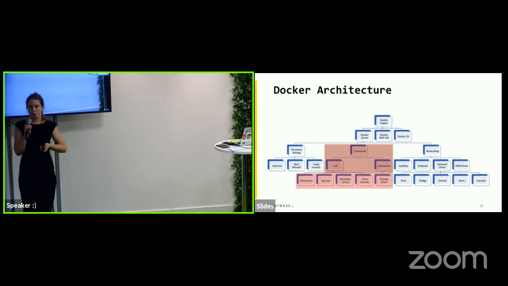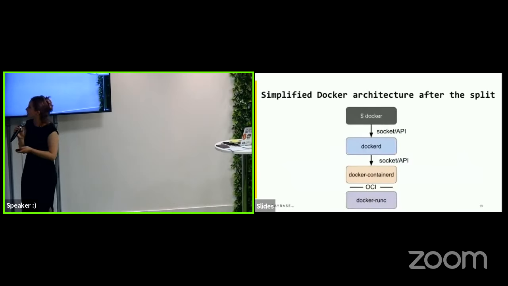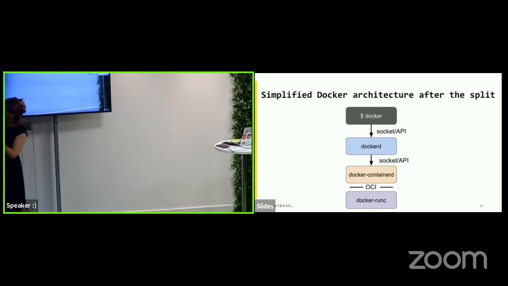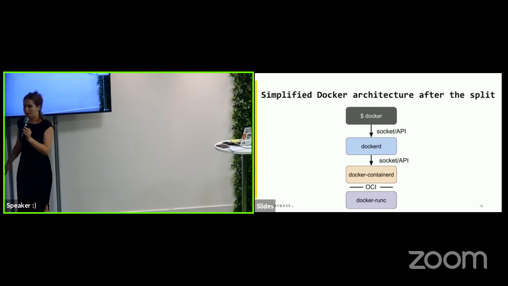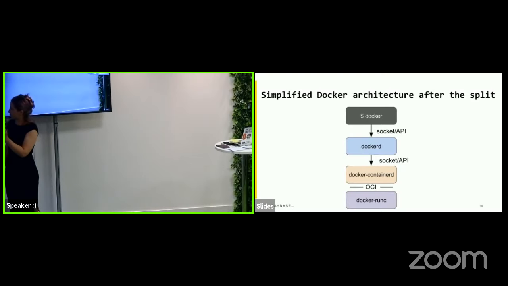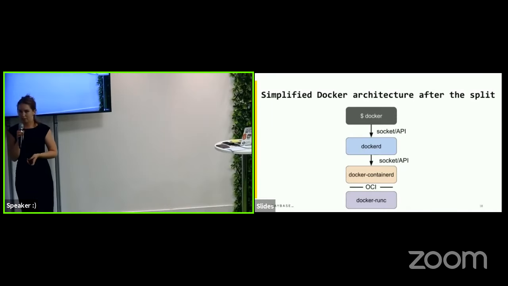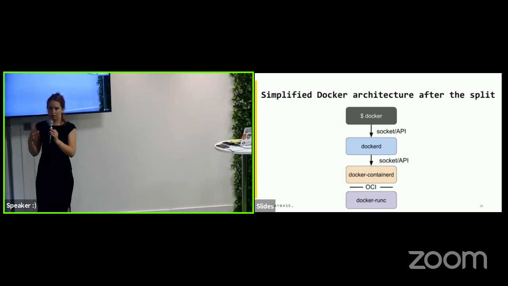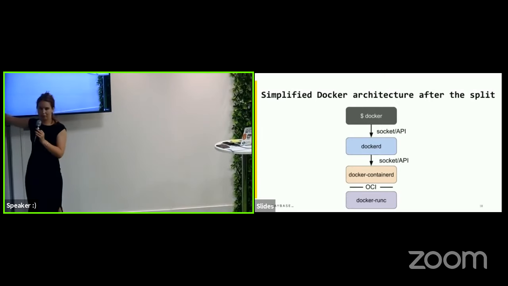Now, a while back, Docker split its functionality into different projects. And so now we have Docker Daemon, we have Docker Containerd, and we have Docker runC. And Docker Containerd and Docker runC are vanilla versions of Containerd and runC. But when you're installing Docker, these are all of the features that you're getting.